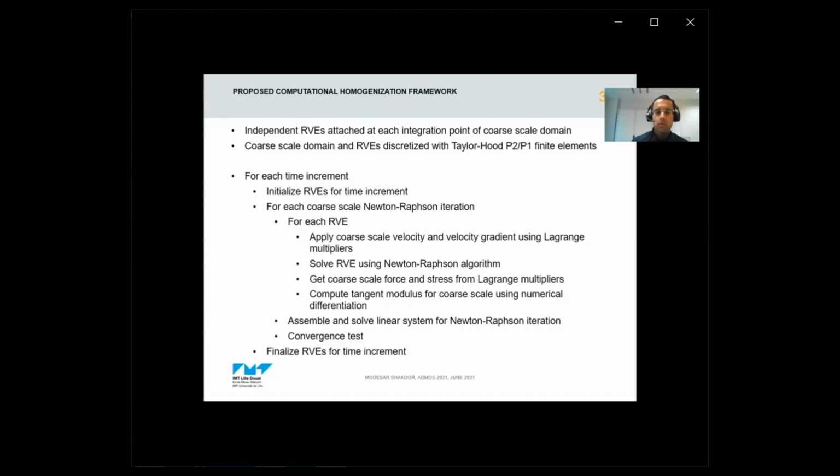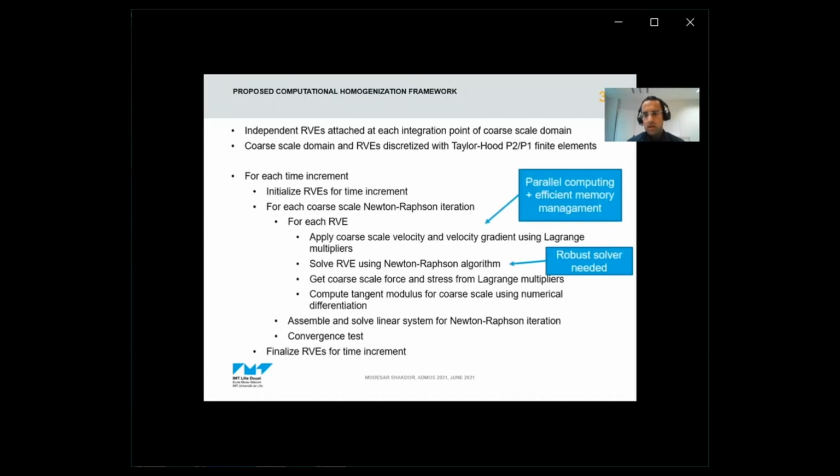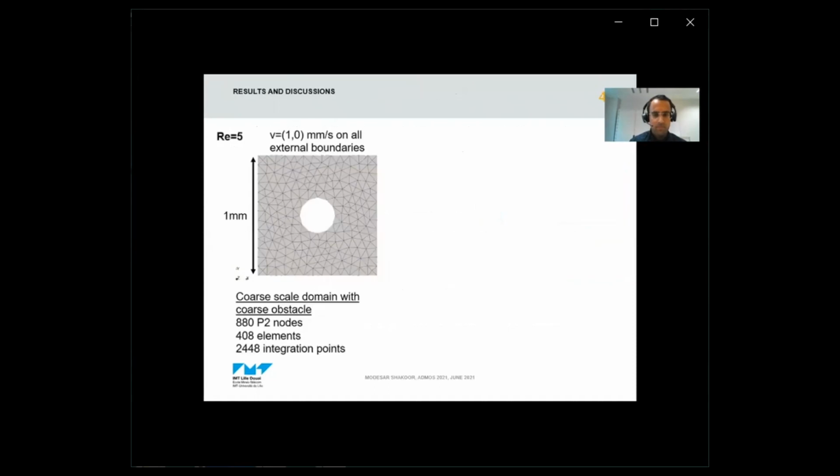And when I converge on this Newton scheme at the coarse scale, I will have the solution at the same time for the coarse scale problem and also for all the fine scale problems. So there are two issues with this algorithm. The first one is the computational costs. So I will solve it using parallel computing and also an efficient memory management. And the second issue is that the RVE problems are very hard to solve. And for this, I'm using a robust numerical scheme.